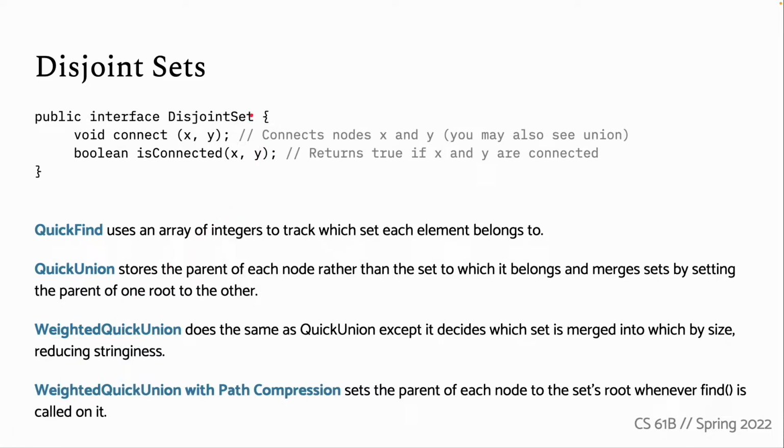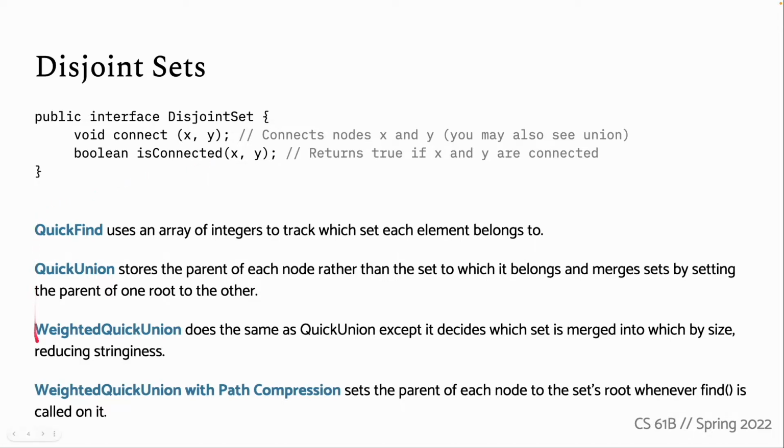Okay, so disjoint sets are basically a way of figuring out which items are in a set together and which items are not. And so there's two main aspects of a disjoint set. The first is connect, and the second is isConnected. Connect connects two items, X and Y in this case, they tend to be numbers, and isConnected returns true if they are connected and false if they aren't.